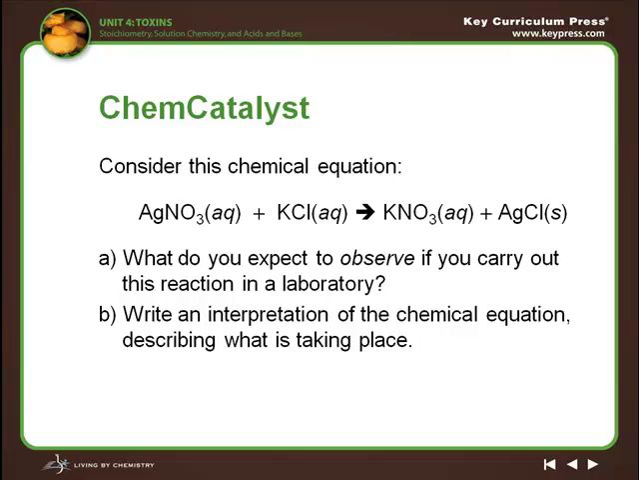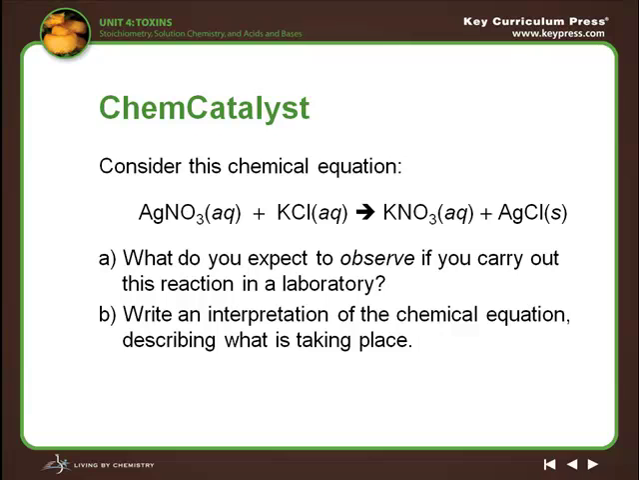So if we perform this reaction, trying to describe what you would observe, you did a very good job describing that. Not one of you wrote an interpretation of the chemical equation. An interpretation would be silver nitrate solution plus potassium chloride solution produces potassium nitrate solution and solid silver chloride. That would be an interpretation of the equation.